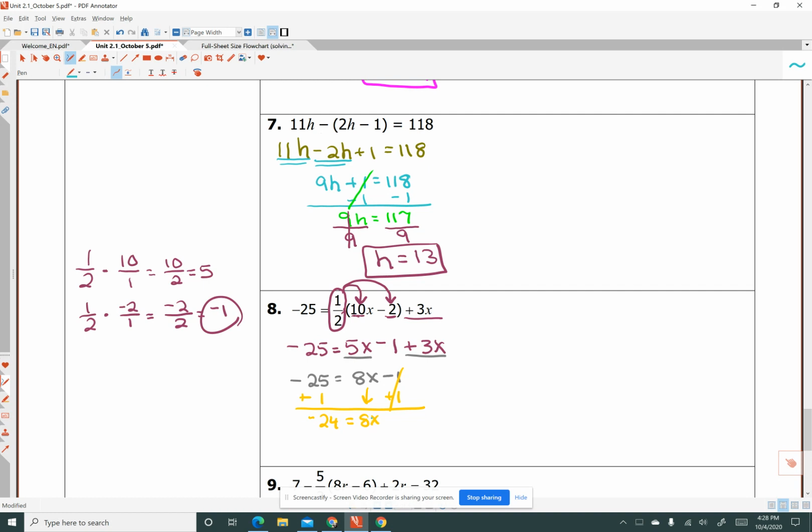Now, we ask, what is happening to x? X is being multiplied by 8. The inverse operation of multiplication is division. Whatever I do to one side of my equation, I do to the other. 8 over 8 equal 1, and I'm left with x. And I can go ahead and put the x on the left side here. That's okay. It's our reflexive property. And -24 divided by 8 equals -3. And that's our final answer.